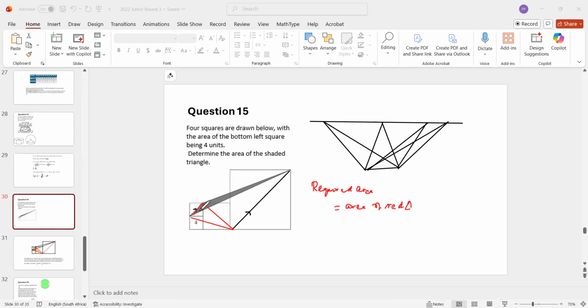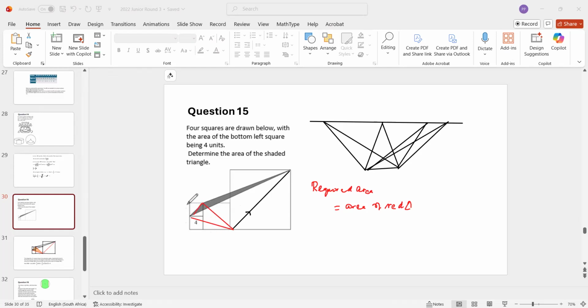But the red triangle is easy because, you see, remember this is 45, this is 45. So the red triangle is the right angle triangle, right? Let me just make this a little bit neat here. And so this is a right angle triangle because you got 45, 45. So we need to calculate the base and the height.